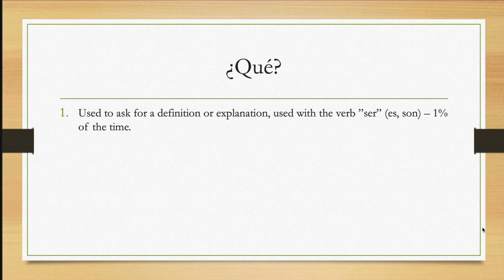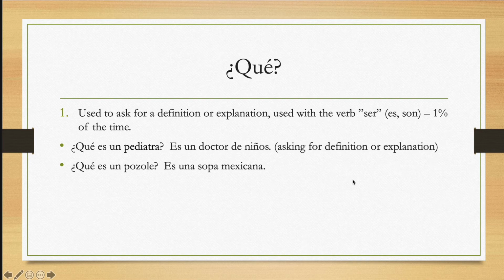¿Qué is used to ask for a definition or explanation, used with the verb ser, es or son, 1% of the time. So it's not a lot of the times, right? ¿Qué es un pediatra? Es un doctor de niños, asking for definition or explanation. ¿Qué es un pozole? Es una sopa mexicana. So whenever you're asking for a definition of what something is, then you will be using qué instead of cuál.